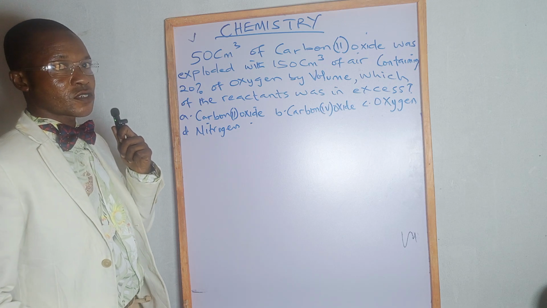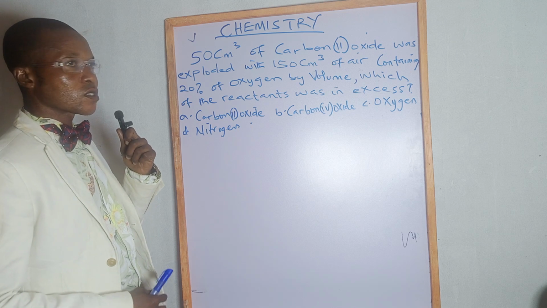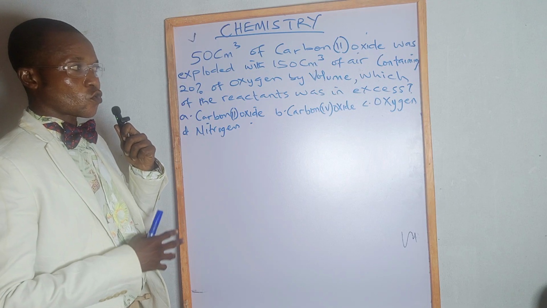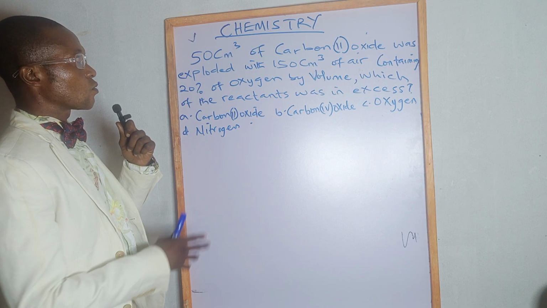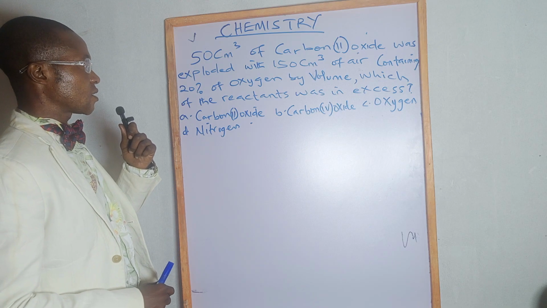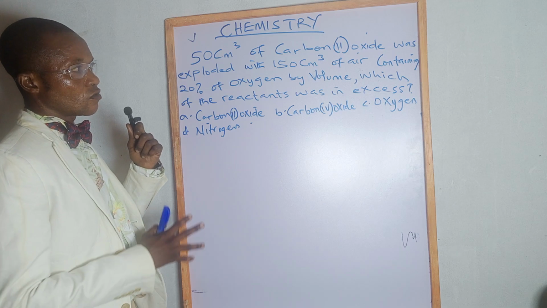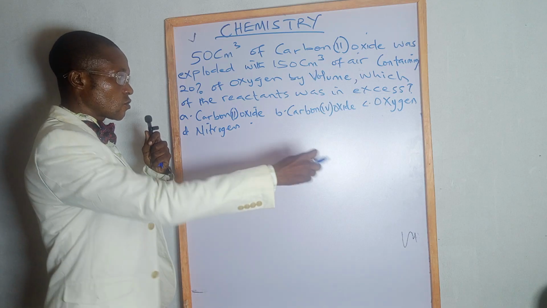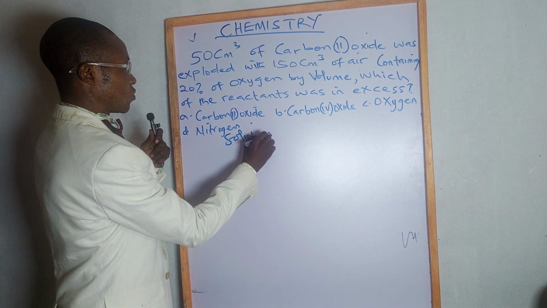Remember, stoichiometry is an important aspect of chemistry that tells us the actual ratio of A that must combine with B. So, back to the question, we have 50 cm³ of carbon monoxide exploded with 150 cm³ of air. The first thing to do is to write out the equation of reaction, a balanced one.